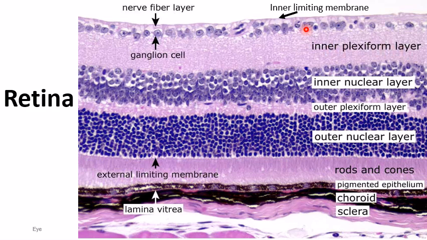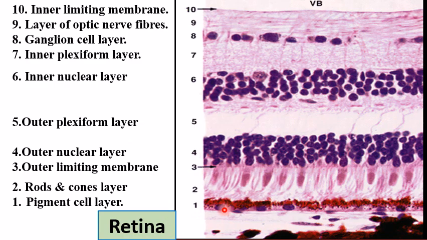Then we have the ganglion cells. The axons of these cells form the fibers that will bend at a right angle, starting to form the optic nerve. And then we have the inner limiting membrane. Again, dear students: the pigmented cell layer, rods and cones, outer limiting membrane, outer nuclear, outer plexiform, inner nuclear, inner plexiform, ganglion cell layer, layer of the optic nerve fibers, and the inner limiting membrane.